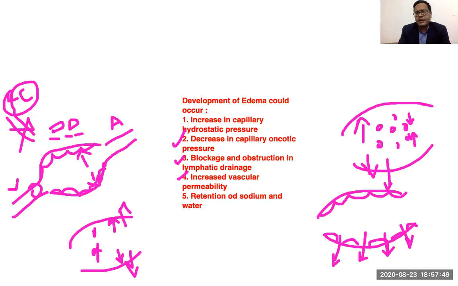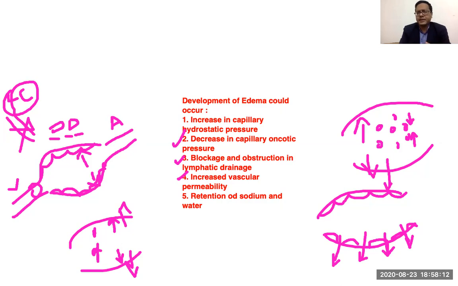Hypoalbuminemia could occur in conditions like nephrotic syndrome. It could occur in cirrhosis of the liver, because obviously the liver is not synthesizing an adequate amount of albumin, or in conditions like malnutrition, malnourishment, and malnutrition, particularly, better to say. And obviously protein-losing gastroenteropathy. These are the conditions where you see it.